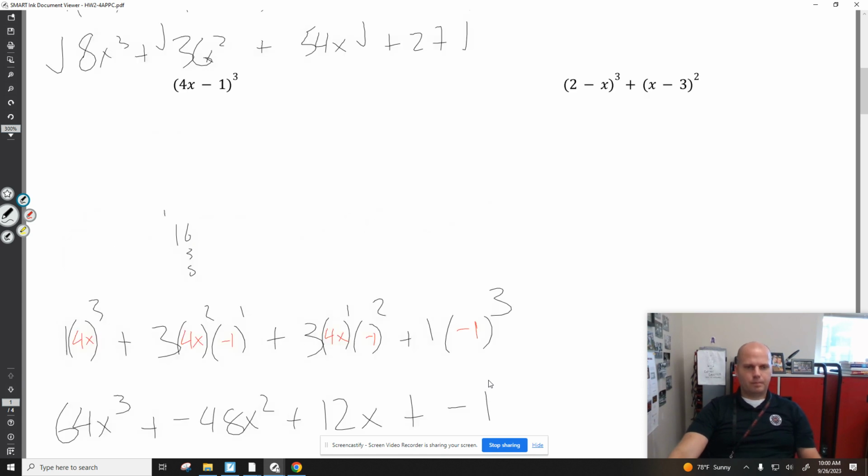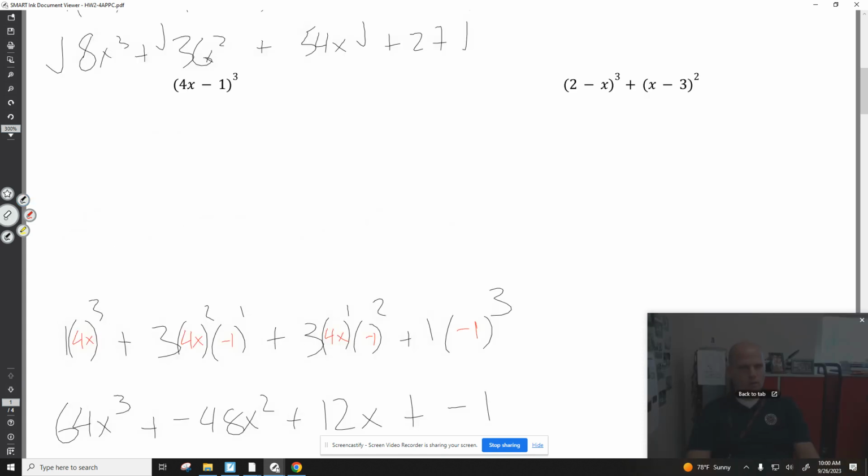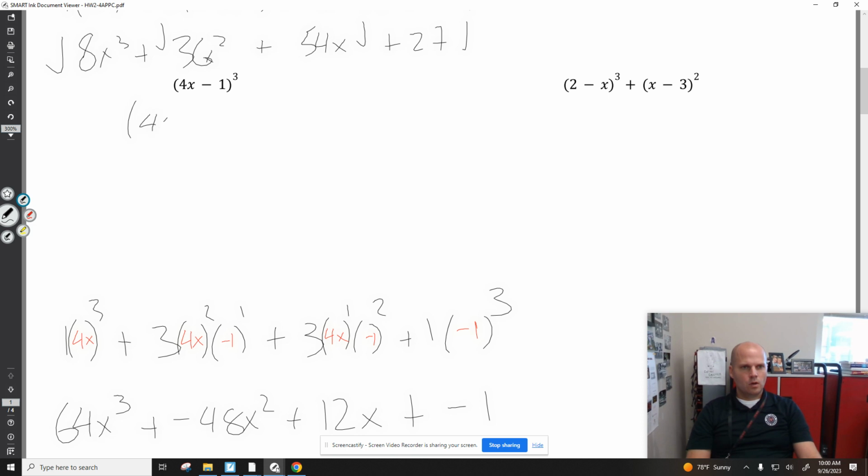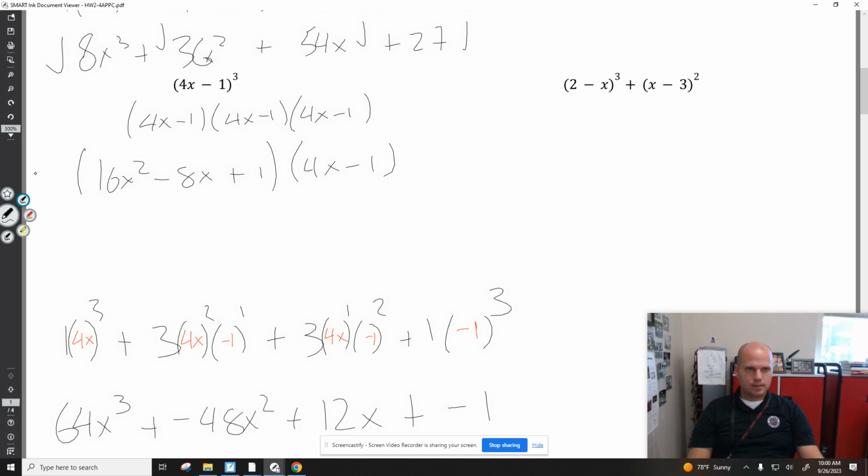Bam! Binomial theorem, Pascal's triangle, or 4x minus 1 times 4x minus 1 times 4x minus 1. I'll get 16x squared minus 4x minus 8x plus 1 times 4x minus 1. Use the box. 16 times 4, 64x cubed. How many x squareds? I have negative 16x squared and negative 32x squared. Negative 16 and negative 32 is negative 48.